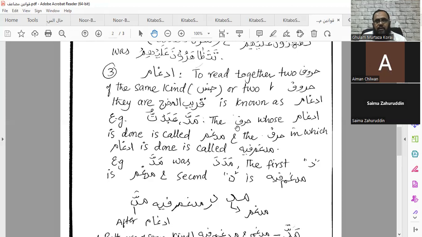And this can be done in two cases: two huruf of the same jins, or two huruf that are qarib al makhraj. So to read together two huruf of the same kind, same jins, or two huruf that are qarib al makhraj, is known as idgham. Now, like madda and abatta. Now let me come to this first before moving further.